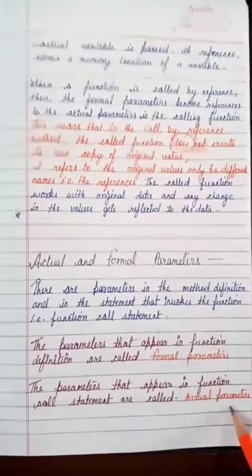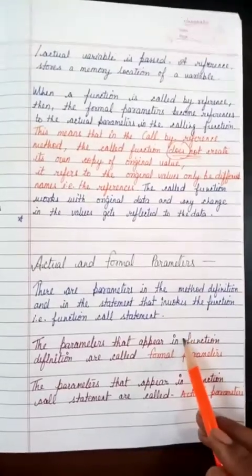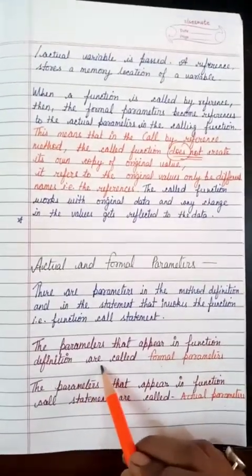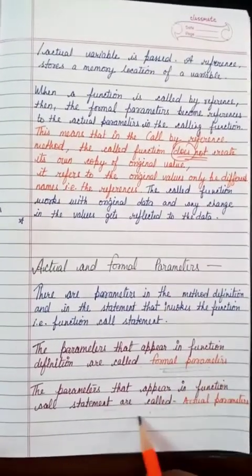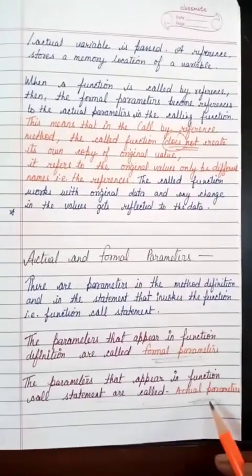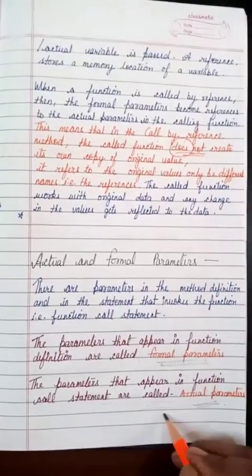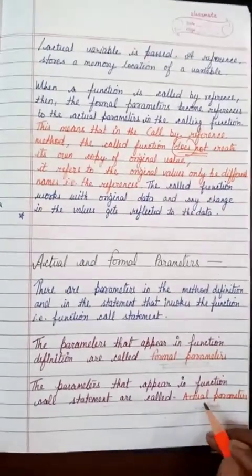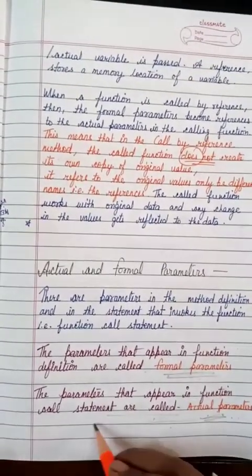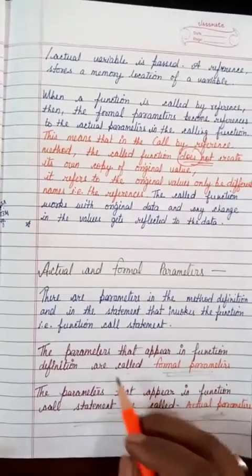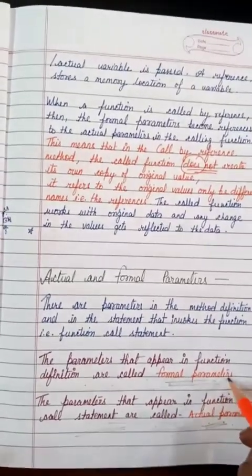Whenever we are calling a function, the function being called will be the function definition. So the parameters there will be known as formal parameters. While we are calling a function, we will be passing some values to that function for the calculation. These values or parameters will be the actual parameters, which appear in the function call statement. And the parameters that appear in function definition are called formal parameters.